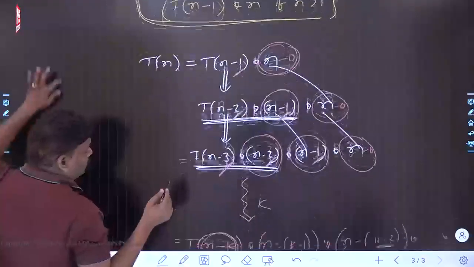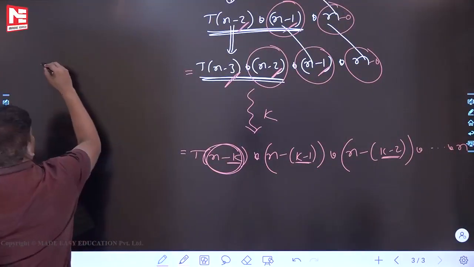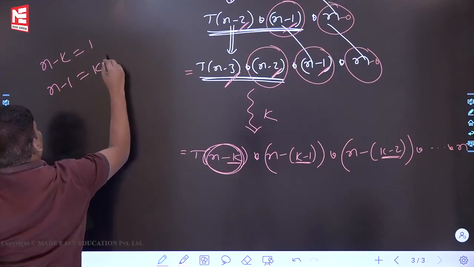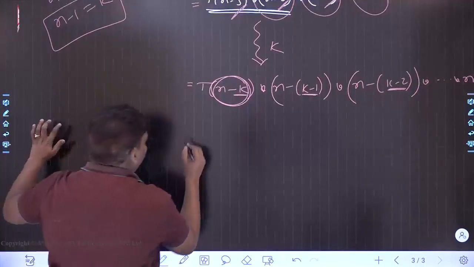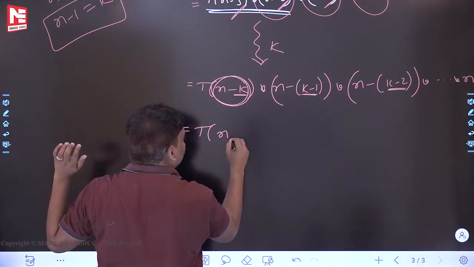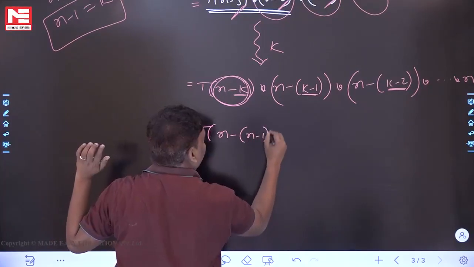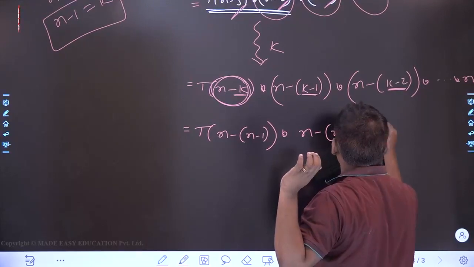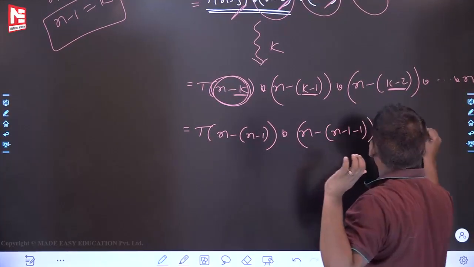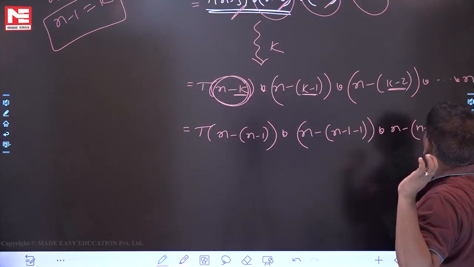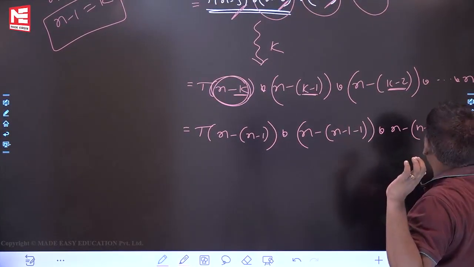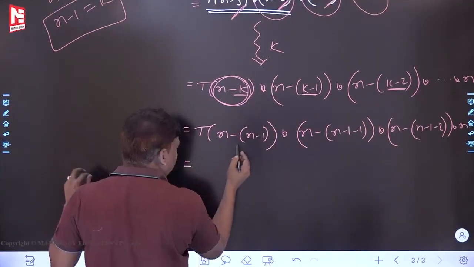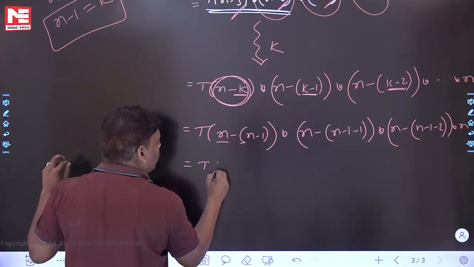If n is equal to 1, what is the meaning? This value should be 1. Let me check here. n minus k should be 1. So finally, n minus 1 is equal to k. k is n minus 1. Substitute. So T(n minus k), what is the k? n minus 1. Into n minus 1 minus 1, next one n minus 1 minus 2 already there. It will continue until n. Now if you are really comfortable, cancel all the things, n minus n cancel, T(1) here.